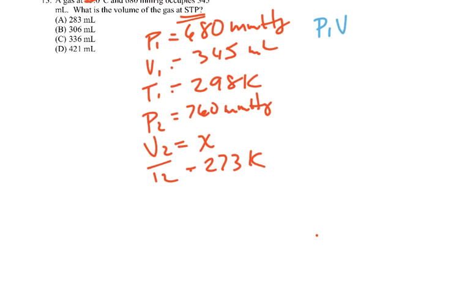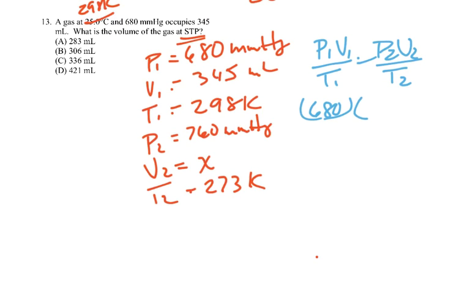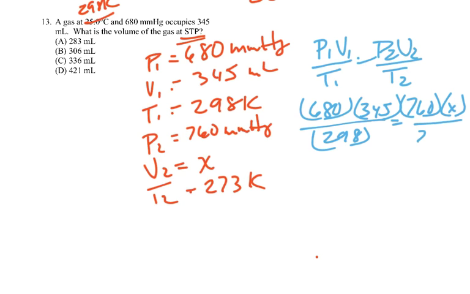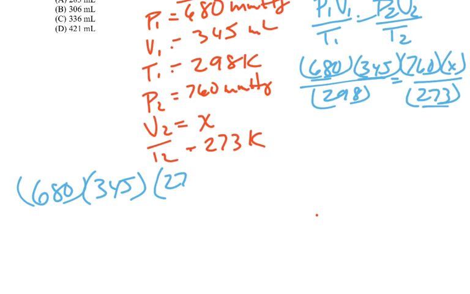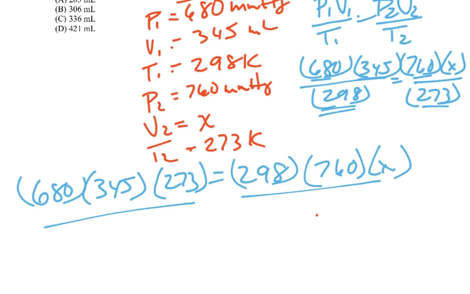So we're going to say P1 V1 over T1 equals P2 V2 over T2. And so what do I have? 680 times 345 all over 298 is equal to 760 times x over 273. Okay, now I'm going to cross multiply, and I'm going to do it down here where I have some room. So 680 times 345 times 273 is equal to 298 times 760 times x. So to solve for x, I'm going to divide both sides by 298 and divide by 760.